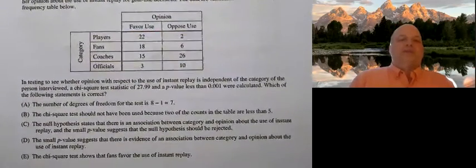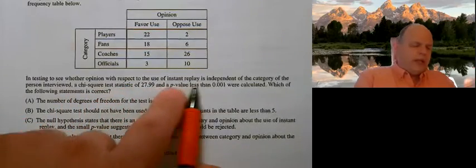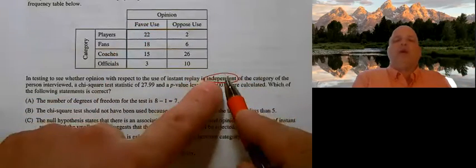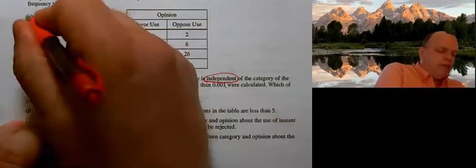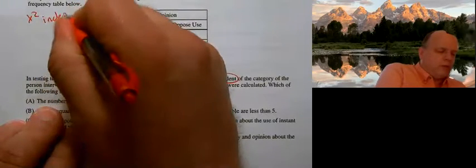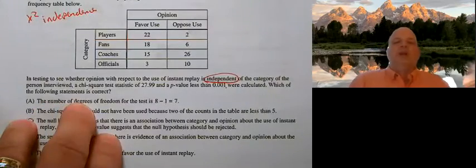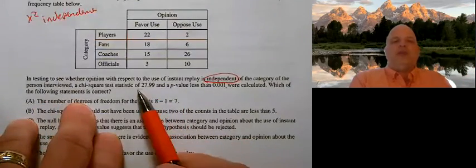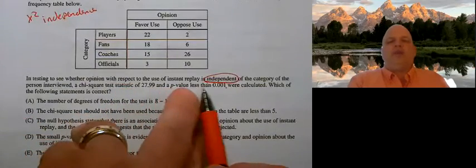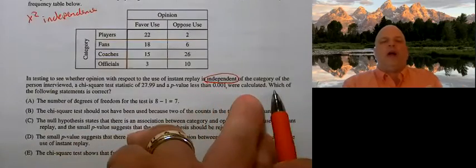Okay, so we're testing to see whether opinion with respect to use of instant replay is independent. So we have multiple categories and independence. This tells me I'm looking for a chi-squared test of independence. All right, so I'm doing a chi-squared test of independence. And the chi-squared statistic of 27.99 was calculated with a p-value less than 0.0001. Which of the following statements are correct?